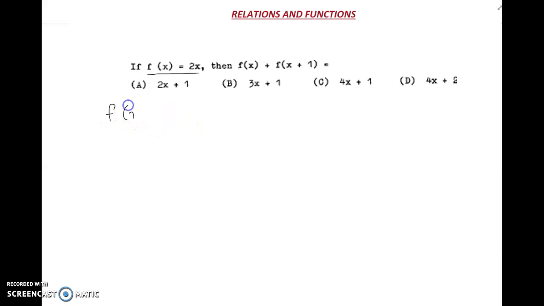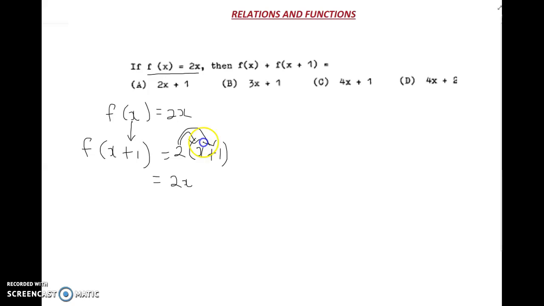So f of x is equal to 2x, right? First, I need to find out what f of x plus 1 is. Basically, this x from f of x is replaced by what? x plus 1. So wherever I see x, I'm going to replace it with x plus 1. That will become, removing brackets, 2 times x is 2x, and 2 times 1 is plus 2, right?